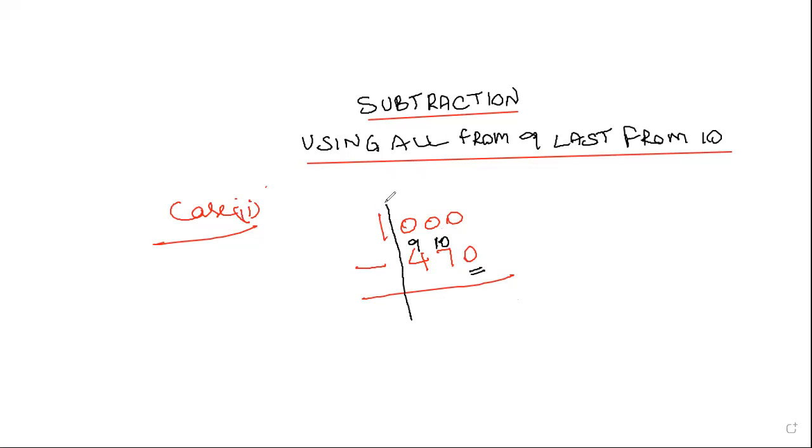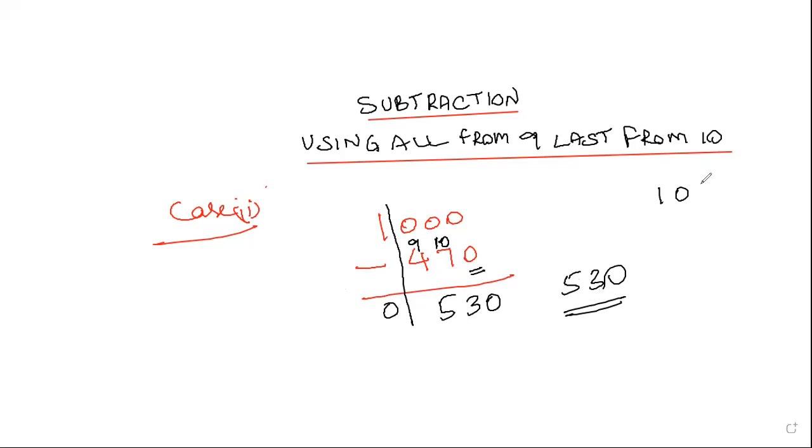Now this 0 you write as such. 10 minus 7 is 3. 9 minus 4 is 5. And the predecessor of 1 is 0. So your answer will be 530. Okay, let's see one more example. For any number of zeros, leave the zeros, and from the next number apply all from 9, loss from 10.